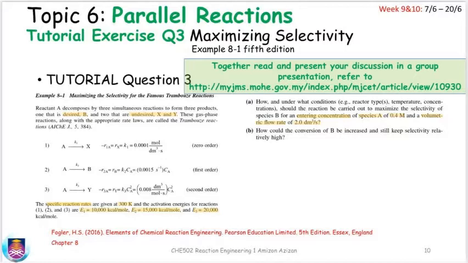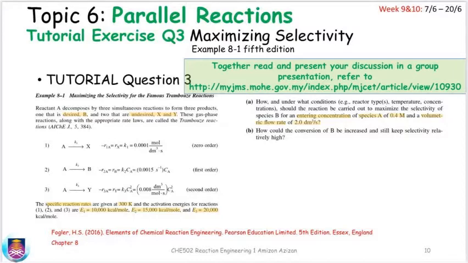Today, me and my friends are going to solve tutorial question 3 of Example 8.1 in the 5th edition of Fogler's textbook. From the question, reactant A decomposes by 3 simultaneous reactions to form 3 products: one that is desired, B, and 2 that are undesired, X and Y. The rate of disappearance of each equation is given, and also the temperature and the activation energy of each equation, E1, E2, and E3.